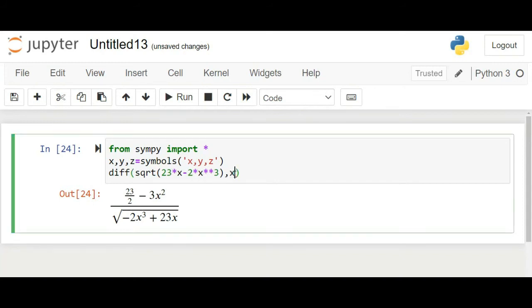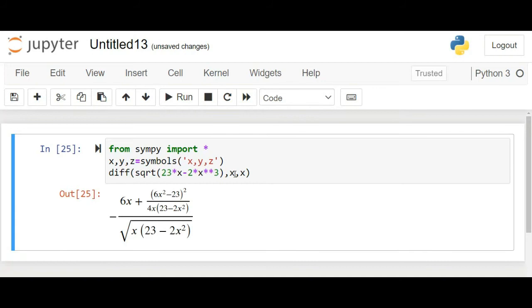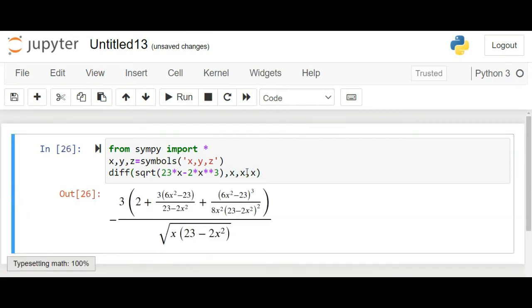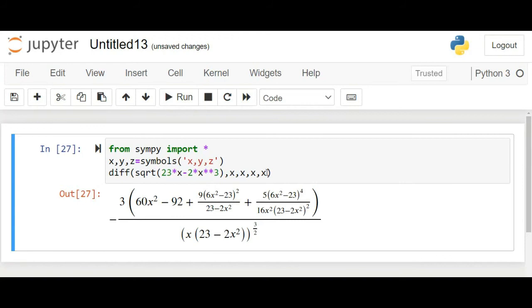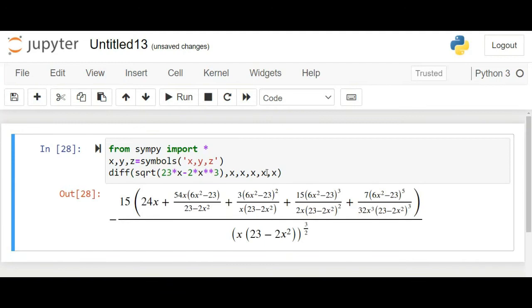And suppose I write x comma x, then this means that our answer will change now. This means that this is the second derivative. X comma x means that this is the second derivative. And if I write x comma x again comma x, this means that this is the third derivative. Again write x comma x, this means that this is the fourth derivative. And comma x again, this is the fifth derivative.